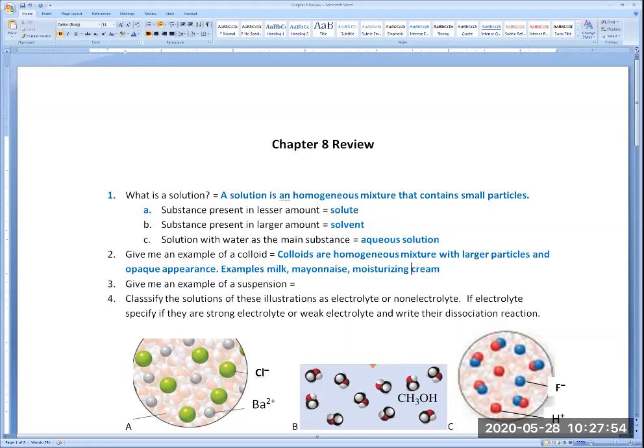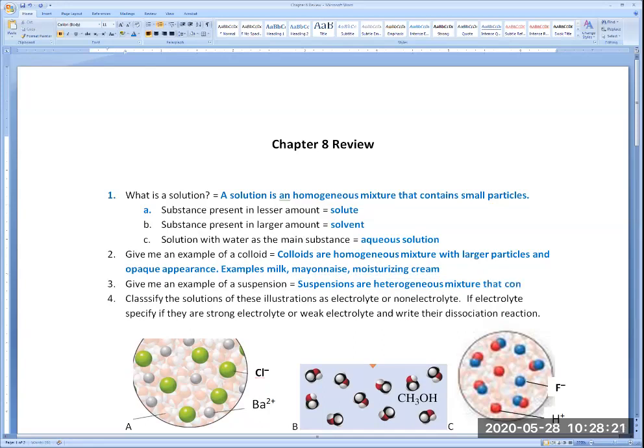Okay, so now suspensions. What are suspensions? Suspensions are heterogeneous mixtures. So you see the word here, heterogeneous. That means you can tell it's a mixture of different things because you can see the different parts. You can see the different substances.